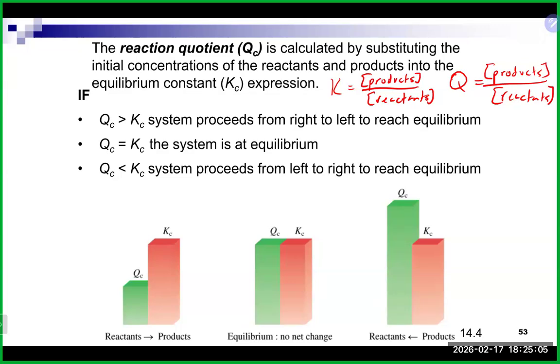So if you calculate Q and it is greater than the K value, then the reaction is not at equilibrium. And in order to reach equilibrium, it has to go to the reactant side. So if you think about an equation, reactants to products, if you write Q on the left and K on the right, opposite of where this points is where it needs to go. So it needs to make some reactants.